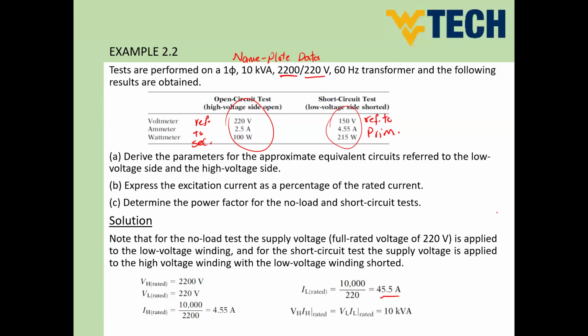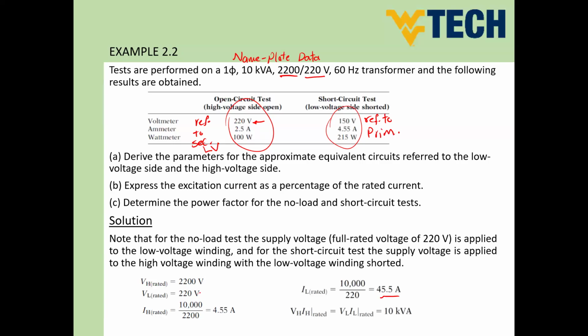these values we have here to the test data, you will find that firstly, the open circuit test is made at rated volts, and this is the condition we mentioned. We have to make the open circuit test at rated value of volts. And as we mentioned here, this is referred to the secondary, which is the low voltage side. So you know that the low voltage is 220.